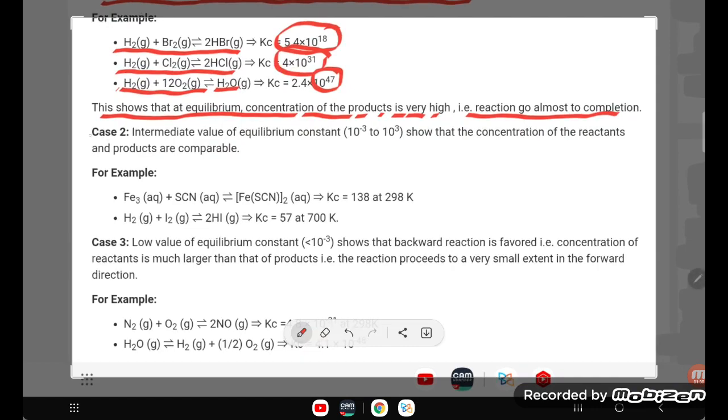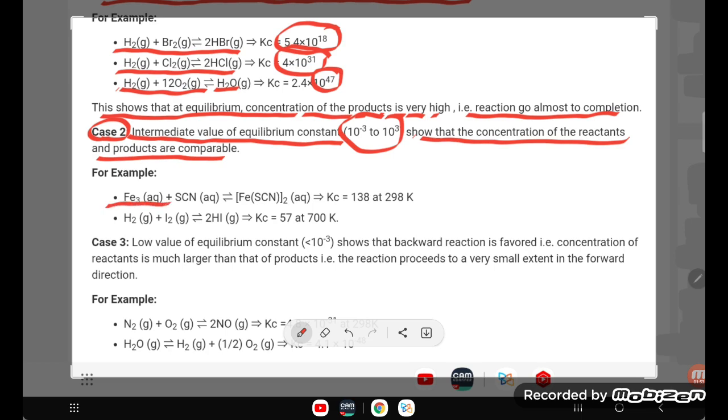Now go to case number 2. An intermediate value of the equilibrium constant, 10^-3 to 10^3, shows that the concentrations of the reactants and products are comparable. For example, Fe plus HCl gives a value of 138. So it is between 10^-3 and 10^3, so it is in a condition of equilibrium. With an intermediate value of the equilibrium constant, the concentrations of reactant and product are comparable.